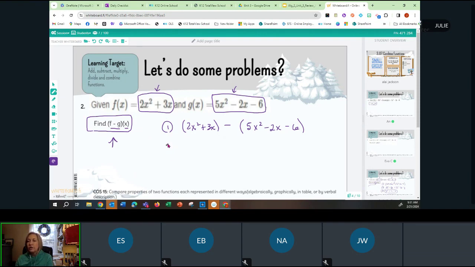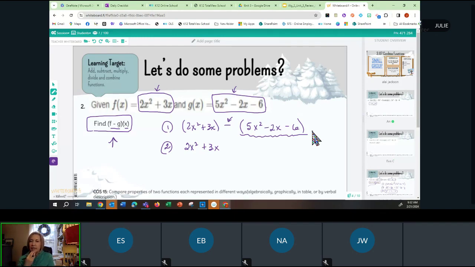Okay? When we are subtracting, we are allowed to drop the first set of parentheses, bring down the terms just like they are. But does anybody remember what we have to do with the second parentheses? What do we have to do with this second parentheses since we're subtracting? So this is a rule specifically for subtracting. Does anybody remember what's going to happen to everything in that second parentheses? The 5x squared, the minus 2x, the minus 6, because we're subtracting. Anybody remember that?